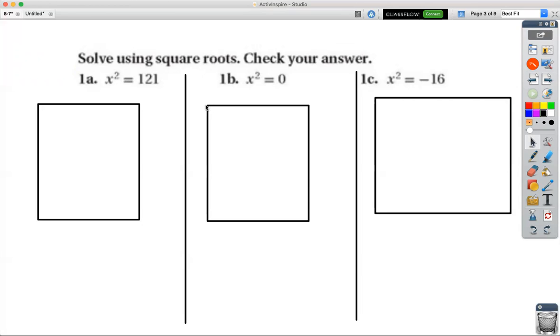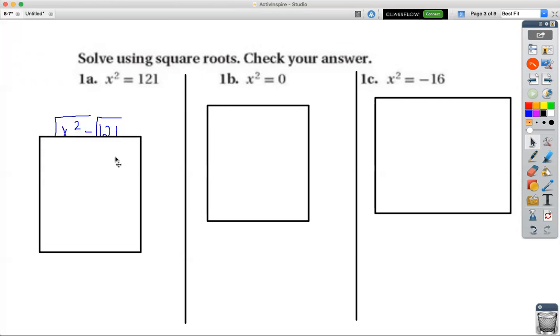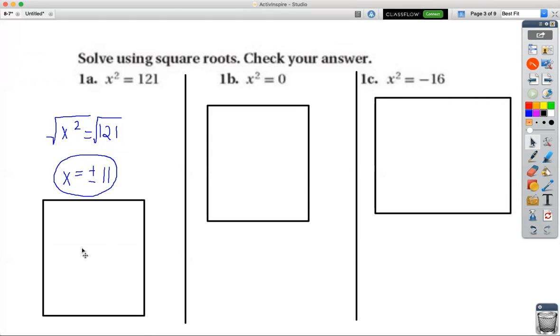And again, you can check by plugging in the value that you got. First of all, you get the square root of each side to eliminate the square. When you do that, you know that there are two possible answers, positive and negative. And the square root of 121 will become 11, correct. So your answer should say plus minus 11. All right, let's look at the next one.